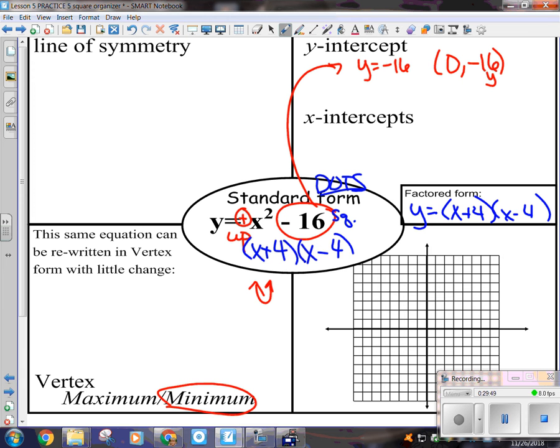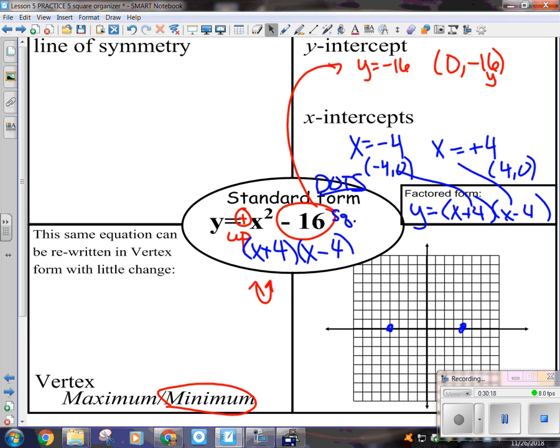Yes. What are your x-intercepts right here? 4, negative 4. X-intercept's negative 4, and x-intercept is positive 4. Negative 4, 0, and positive 4, 0. Put those points on your graph. Put your points on the graph.